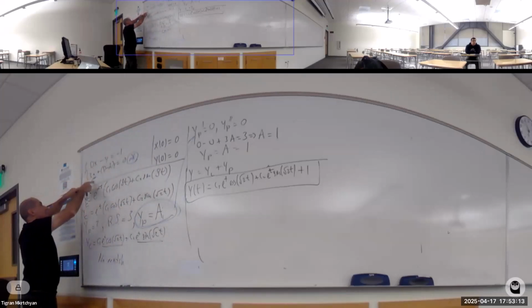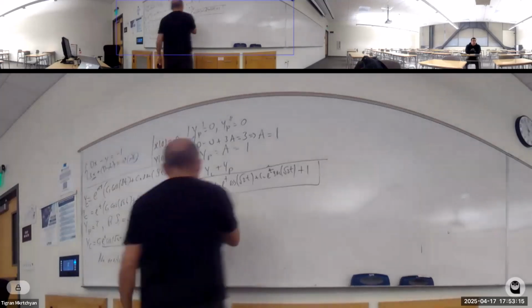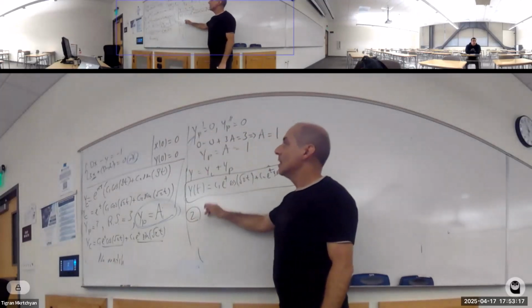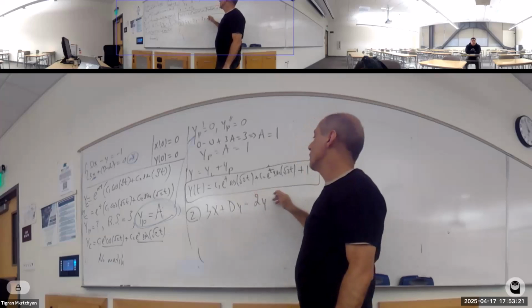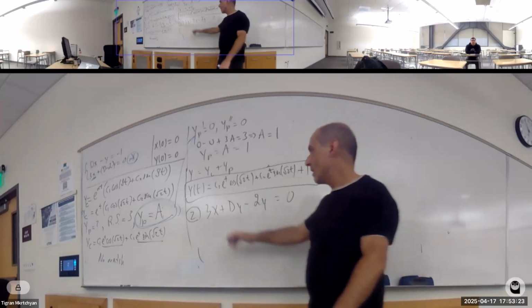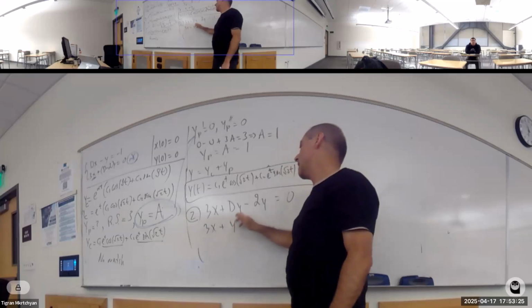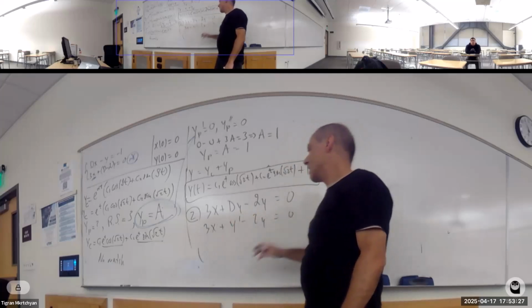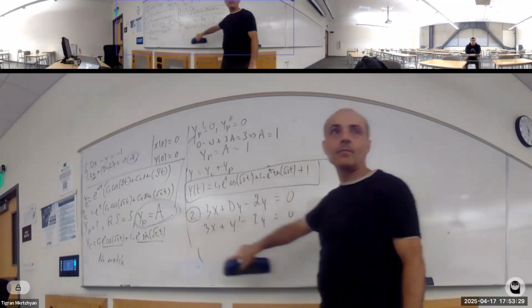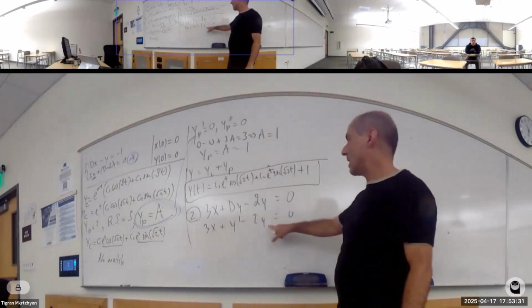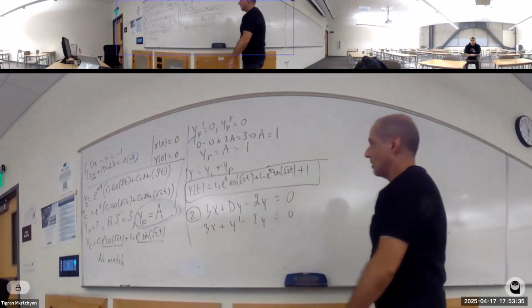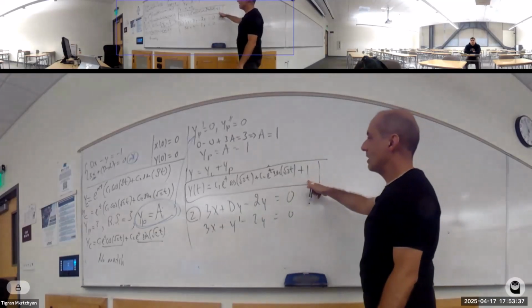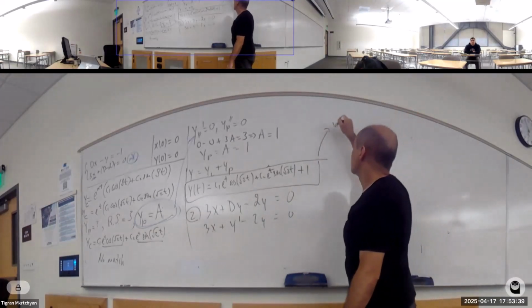But let me rewrite that guy. So the second equation is 3x plus dy minus 2y, or 3x plus y prime minus 2y. So I need the y prime. I need to plug in the y here and y prime here, and solve for x. Cool. So that's the y. So let's see what is y prime.